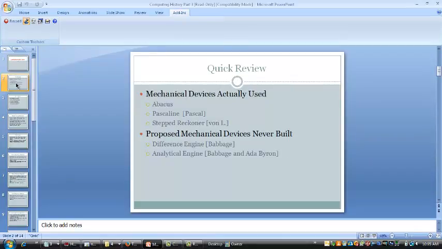And so we've talked about the abacus, Pascaline, stepped reckoner. Oh, I forgot the most important proposed mechanical device that was never built, the difference engine, and also the other one, the analytical engine, those with Babbage and Ada Byron, and those are very, very important. So you need to look at the resources that were online that I pointed you to regarding those. Babbage was very forward thinking, so was Byron. And they really sort of came up with the idea for the modern computer.